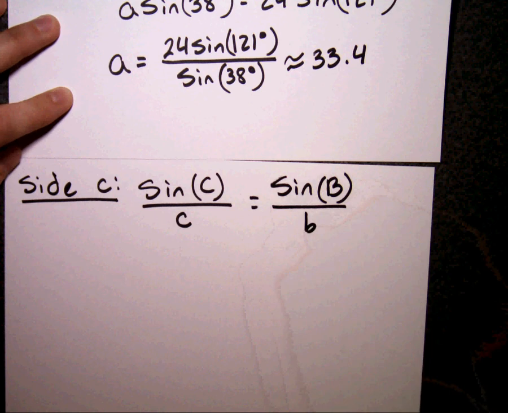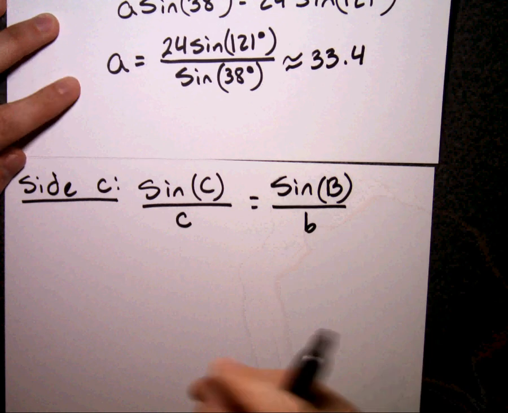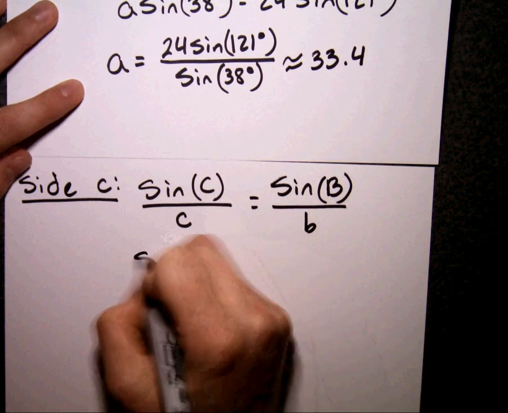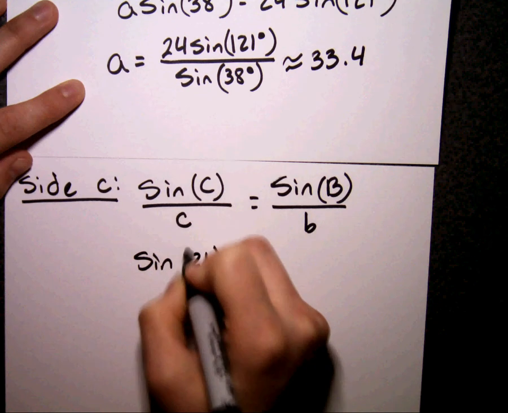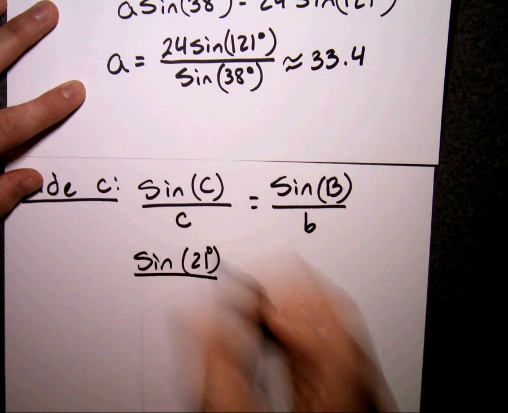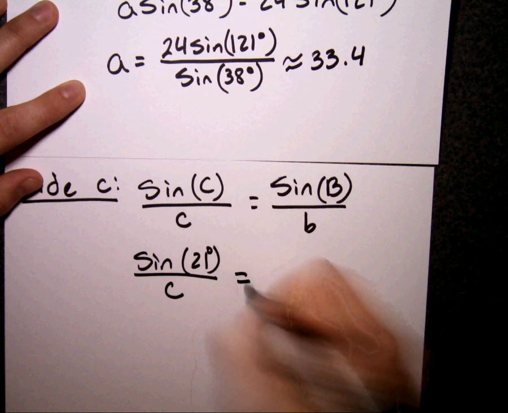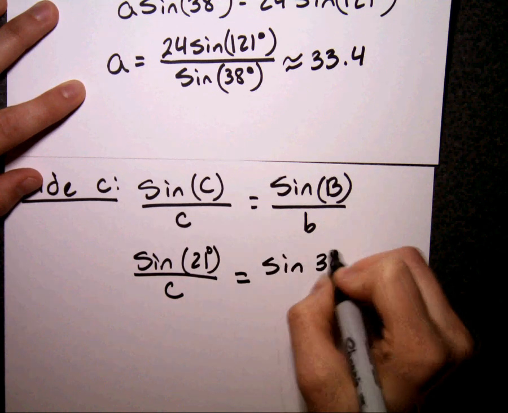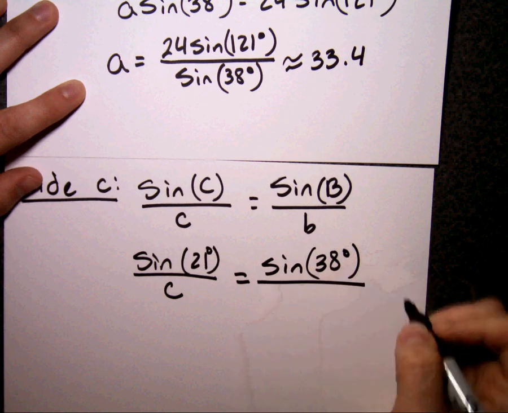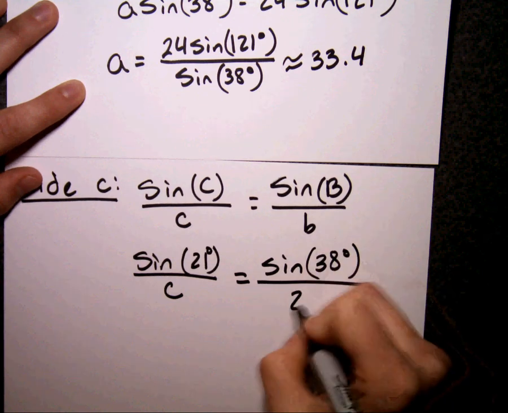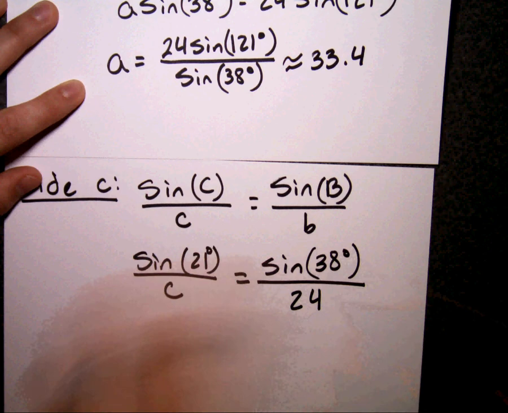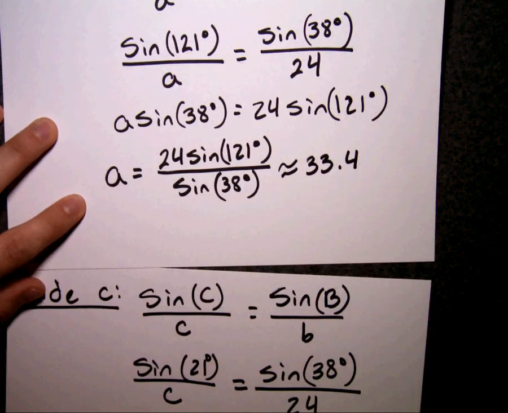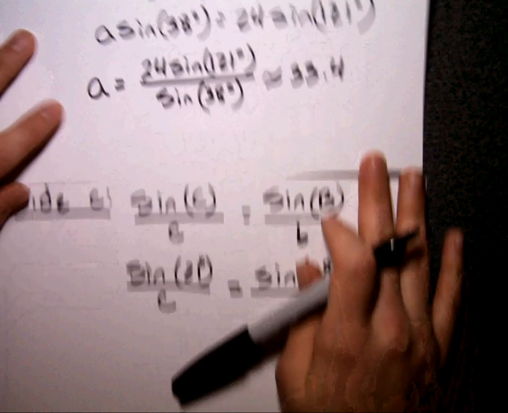And again, filling in all of my information, we're given that angle C is 21. So I have sine 21 degrees over C, which is what we're trying to find, is equal to sine of 38 degrees, which is what we're given, divided by 24, which again is what we're given. And now we'll solve this in the same exact manner as a proportion, cross multiply, divide by the value in front.